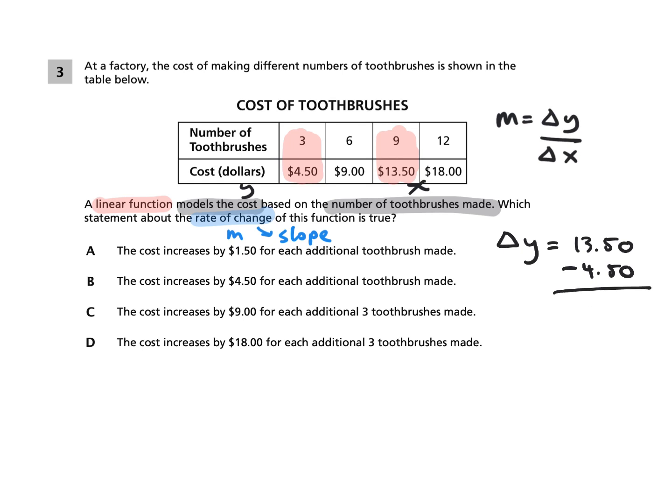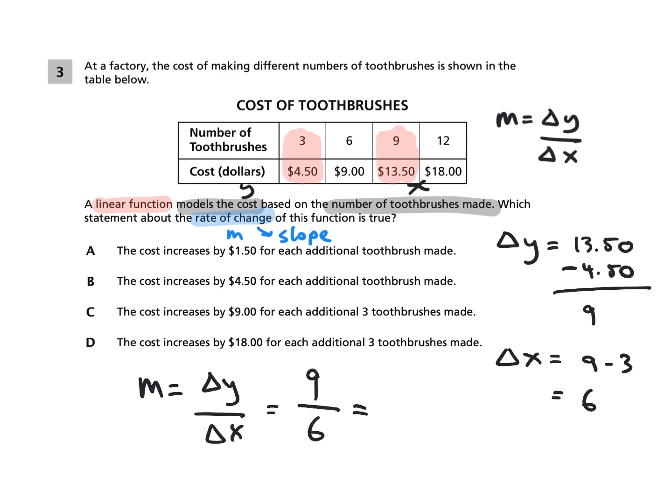So now over here, this is 9. Then we're going to find the change in x. It's going to be 9 minus 3, which is 6. Okay, so now we're just going to do the division problem. m is equal to change in y divided by change in x, which is 900 divided by 6, which is 150 over 1. So our cost increases by 150 for every one toothbrush.